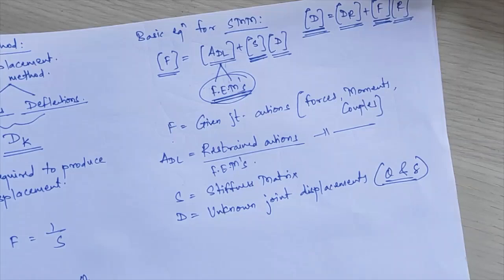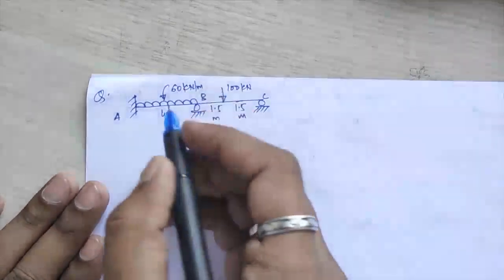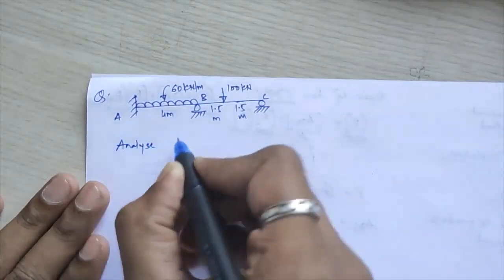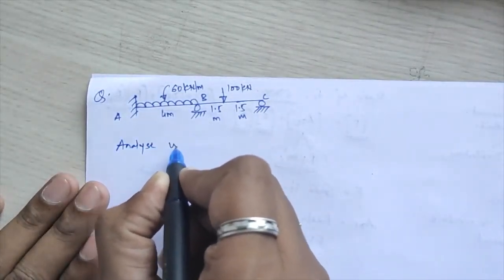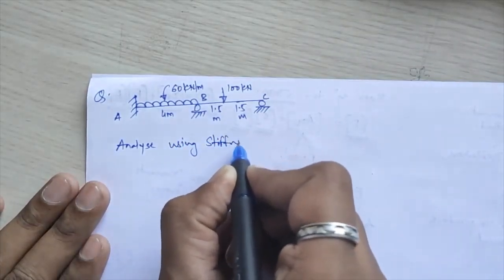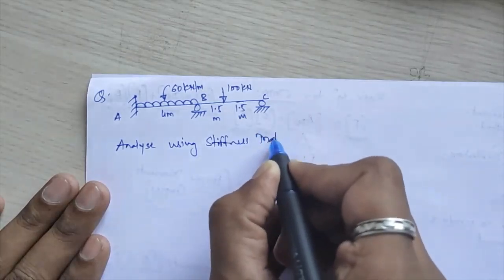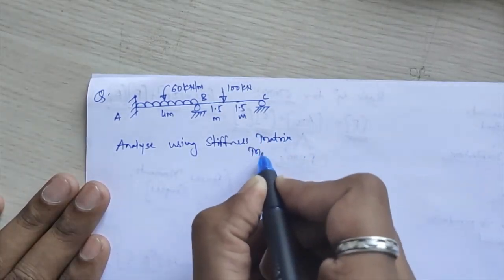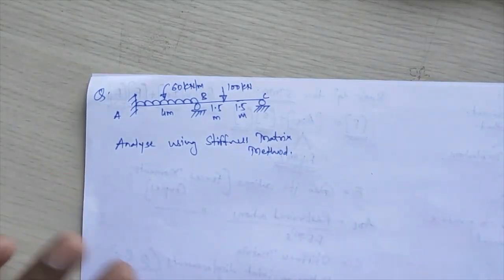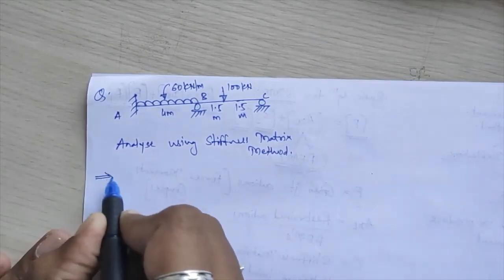Okay, so we'll start with the numericals here. We'll start with this numerical. You have to analyze the continuous beam ABC using the stiffness matrix method. Okay, so we'll start to analyze this.